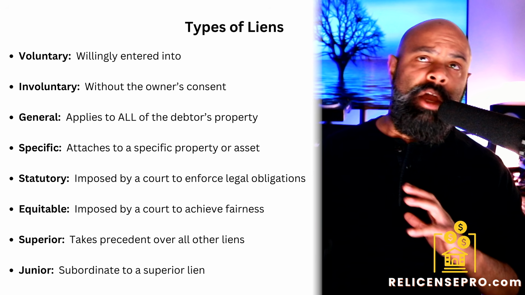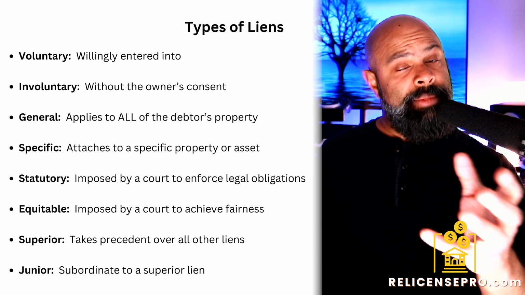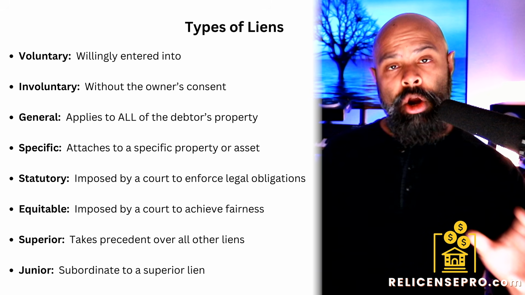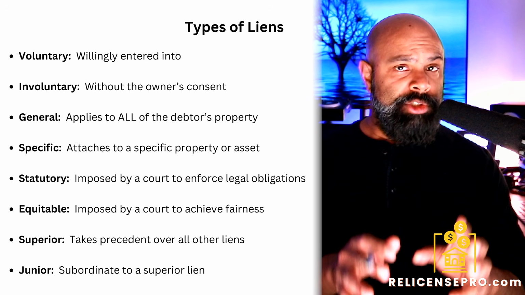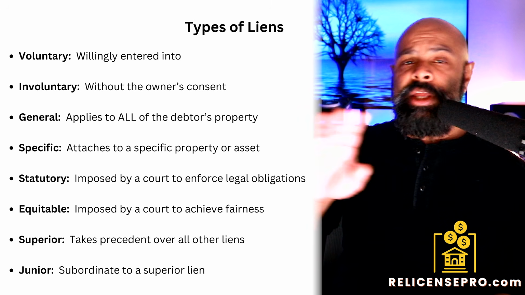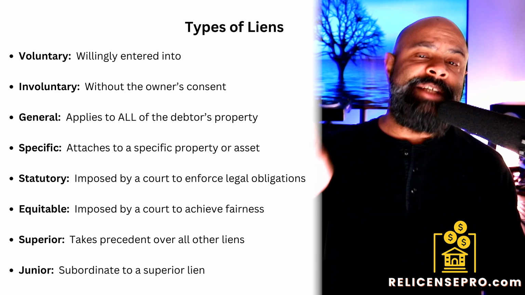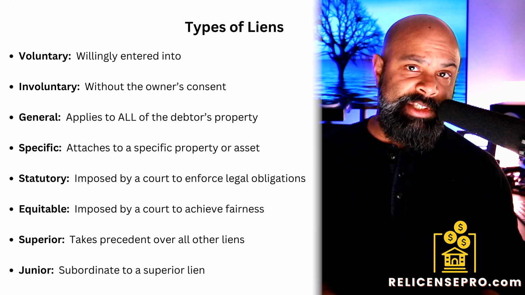Superior liens take priority over everybody. So government liens take priority, for example, over everybody. And then junior liens are always subordinate to superior liens. So any other lien holder that comes in line to collect on a property has to wait for the superior lien holder to get satisfied, and then they can go from there. So we just want to know a little bit about the classification of liens, and this is an important one for examinations.